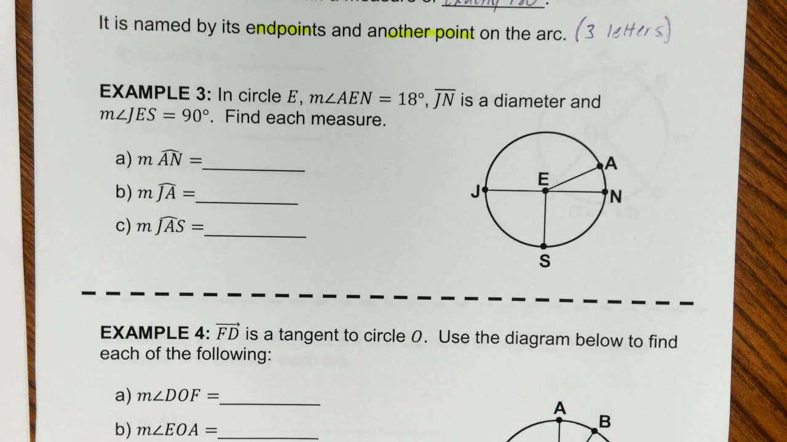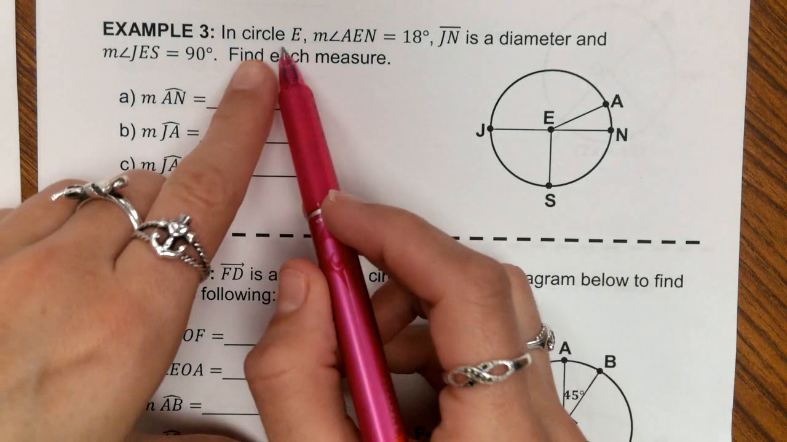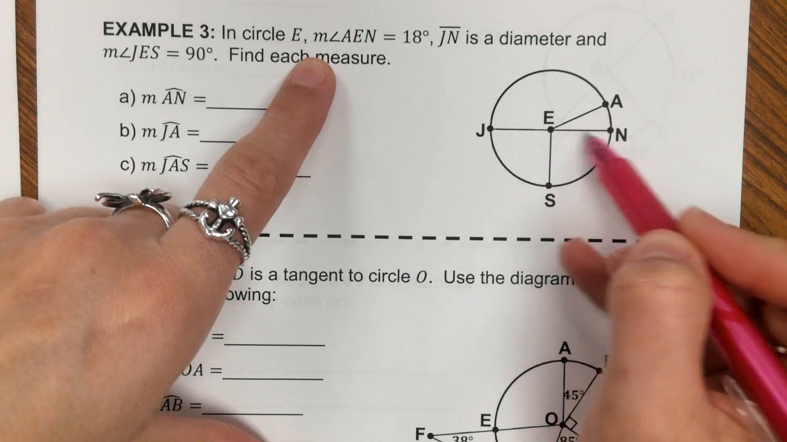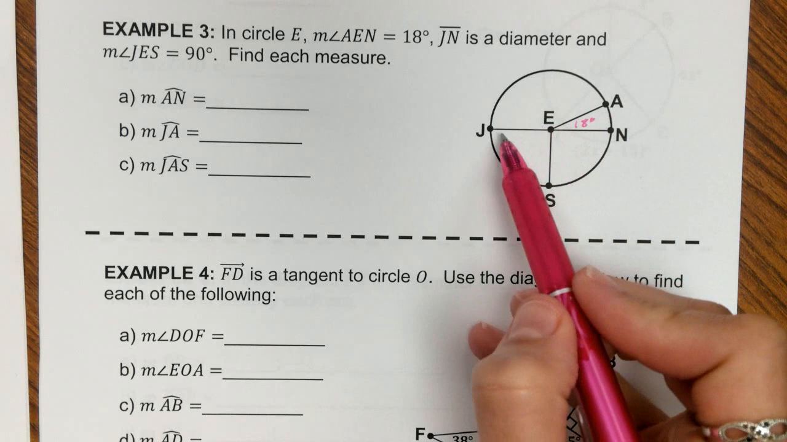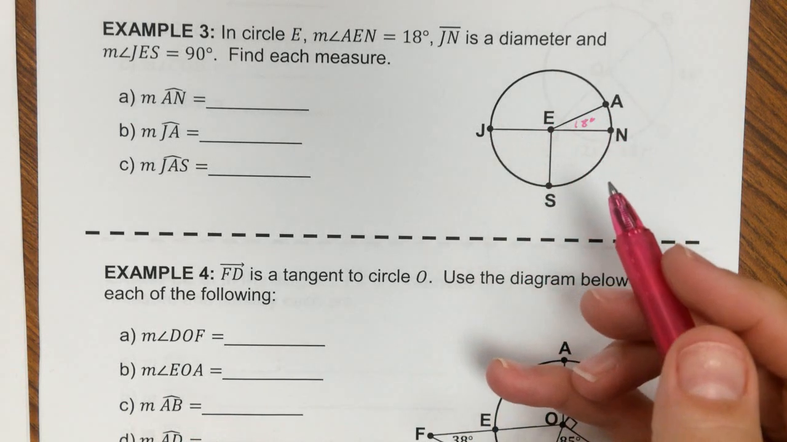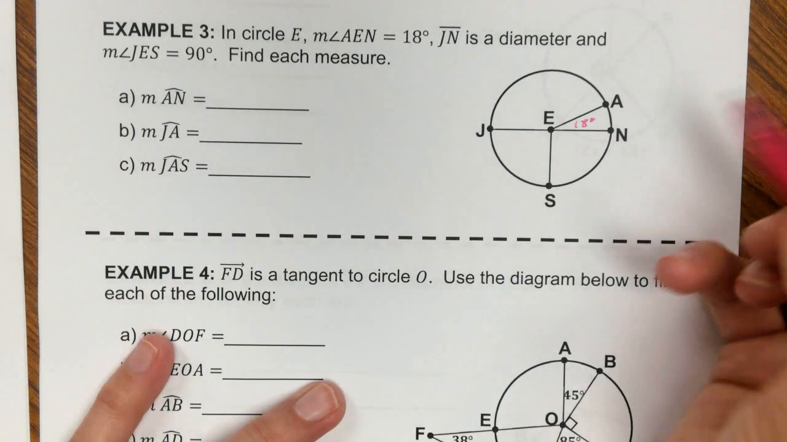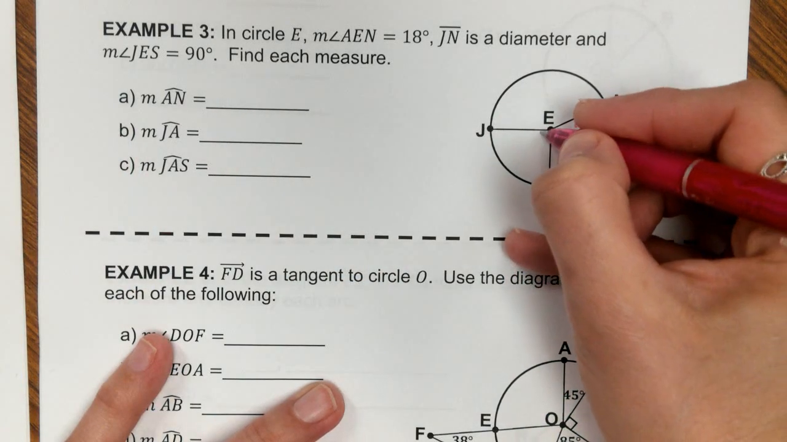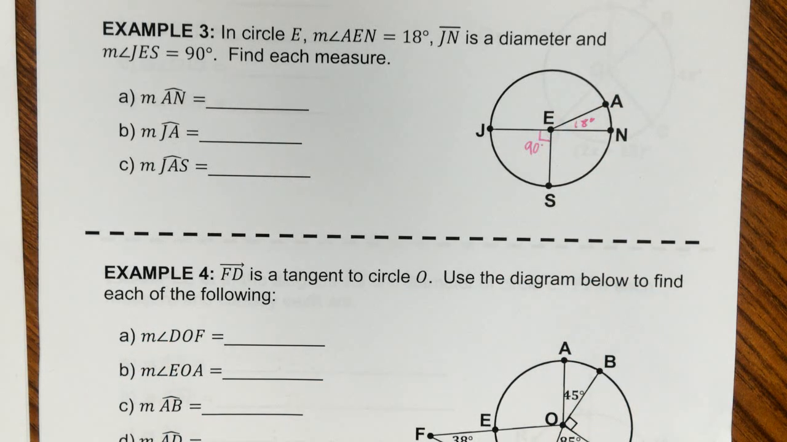So our example 3, we're going to look at a couple things. We are going to see and label what we need to label. Okay, always make sure we're labeling. In circle E, the measurement of angle AEN is going to be 18 degrees. JN is the diameter. The diameter is what creates 2 semicircles, so you have a semicircle on both sides. And the measurement of angle JES is going to be 90 degrees. Okay, I'm going to put the marking as well as I'm going to write in 90 degrees.